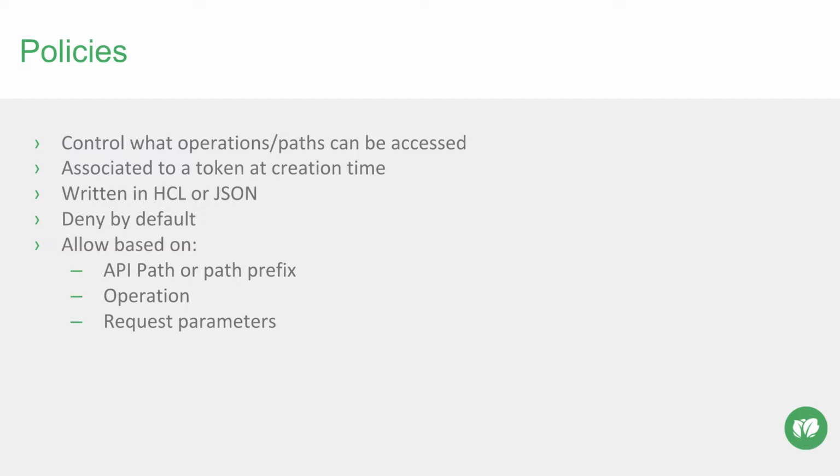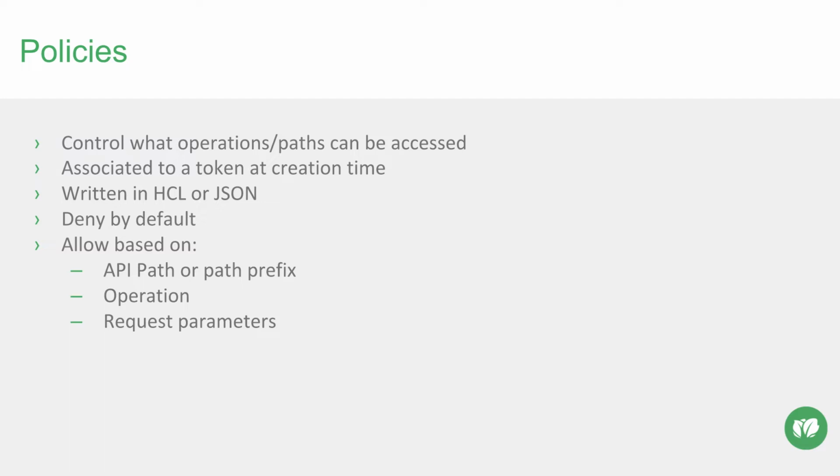The policies are a document written in HCL or JSON. HCL is HashiCorp's configuration language. It looks similar to JSON with less syntax, essentially. Everything in there is denied by default, so if you have a completely empty policy, you can't do anything. But you can also explicitly deny operations, but generally what you're going to do is just allow different operations.